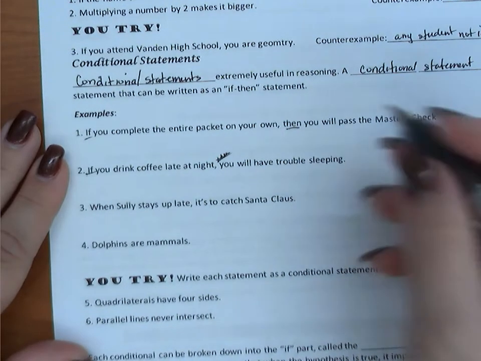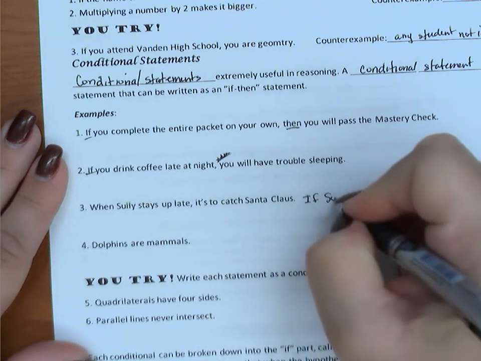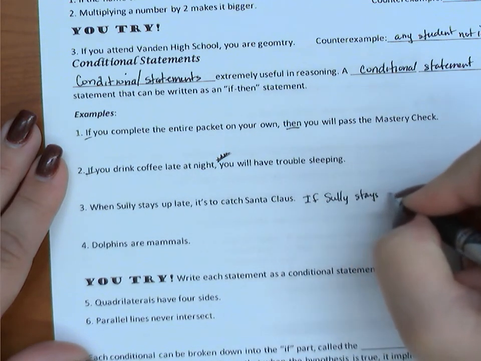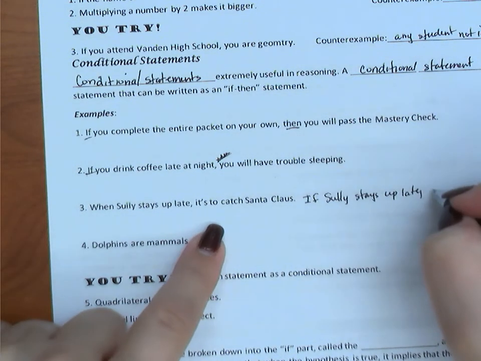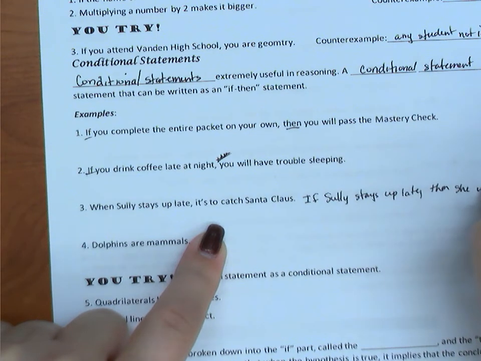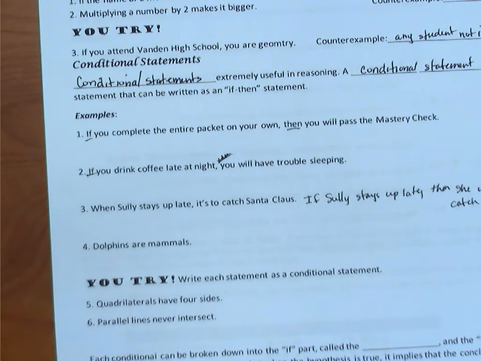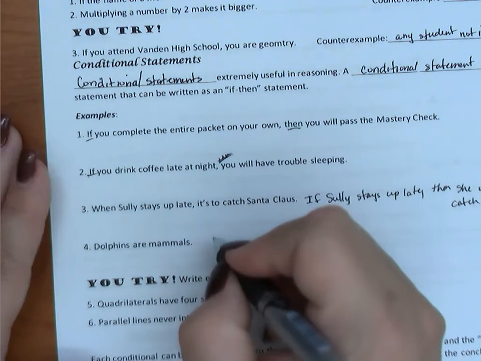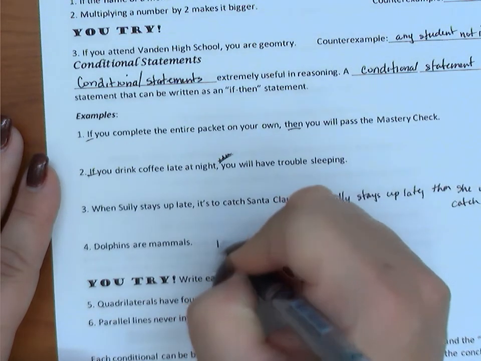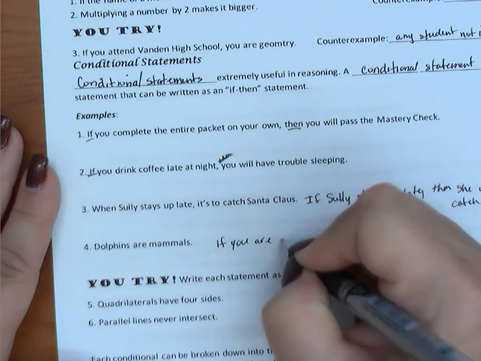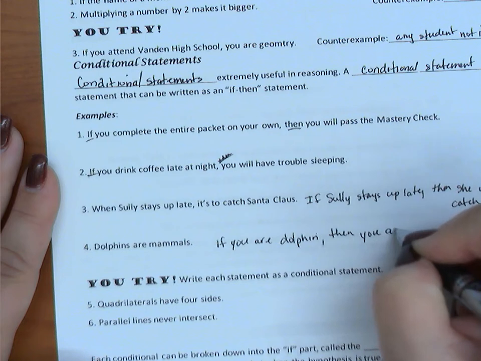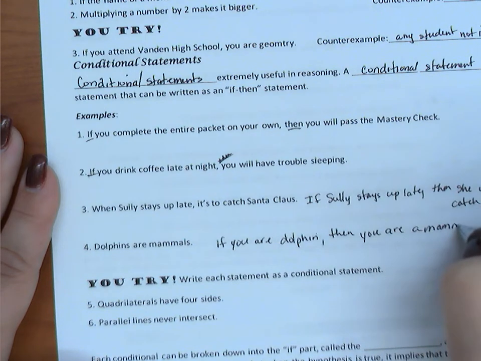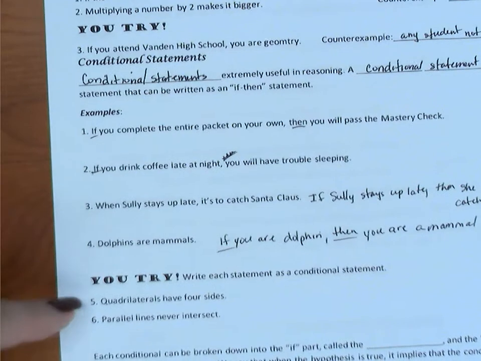Let's rewrite number 3. Number 3 should say, if Sully stays up late, it is to catch Santa, so then she will catch Santa. And number 4 says, dolphins are mammals. That is a statement. It's not conditional. But you could say, if you are a dolphin, then you are a mammal. That is a conditional statement. So if, then. So you give it a try with the next 2.